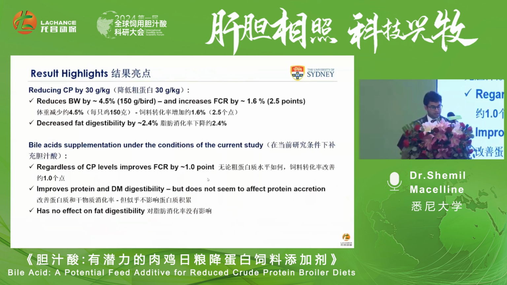Results highlight. As anticipated, dietary crude protein reduction reduced the body weight gain by 4.5% and increased the FCR by 1.6%, regardless of bile acid supplementation. Dietary crude protein reduction also decreased the fat digestibility by 2.4%. As a main effect, bile acid supplementation under the conditions of this current study, regardless of crude protein level, improved the feed conversion ratio by 1% and improved the protein and dry matter digestibility, while there was no effect on fat digestibility.